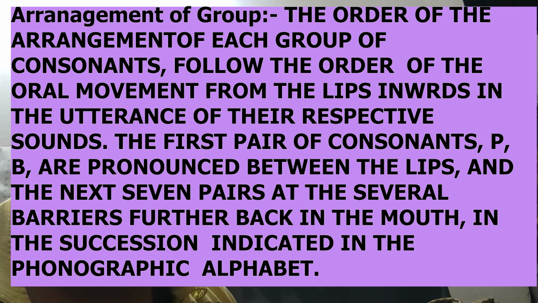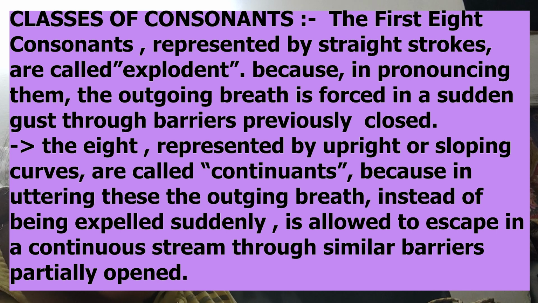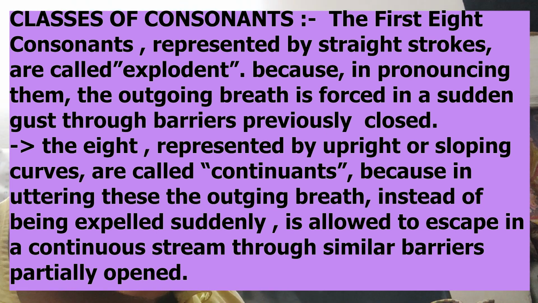Now I am discussing the classes of consonants. The first 8 consonants, the straight strokes, are called explodents, because in pronouncing them the breath is forced outside the mouth in a sudden gust, as a barrier previously closed opens. The next 8 are represented by the upright or sloping curves.